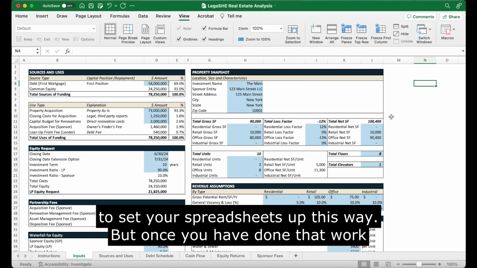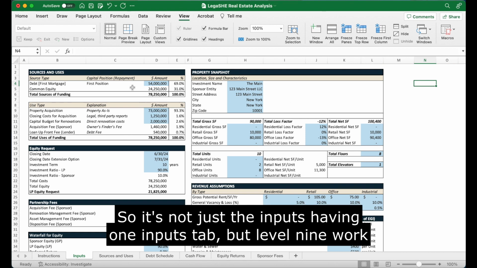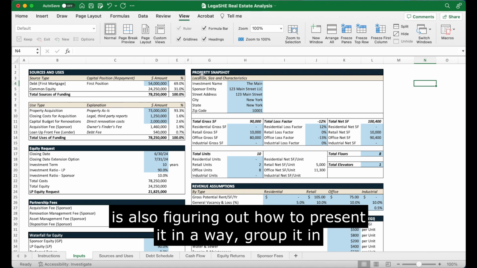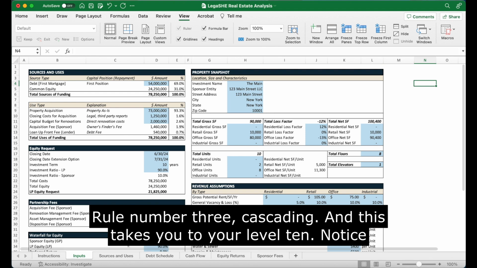But once you have done that work and figured out how to condense it, you've done level 9 work. So it's not just having one inputs tab, but level 9 work is also figuring out how to present it, group it in a way that you can come back to later, and it's easy to follow. Rule number 3, cascading.